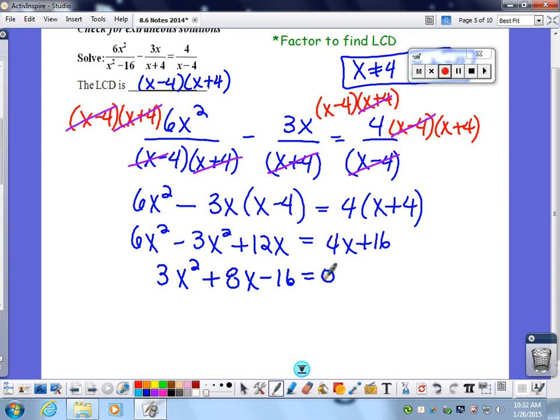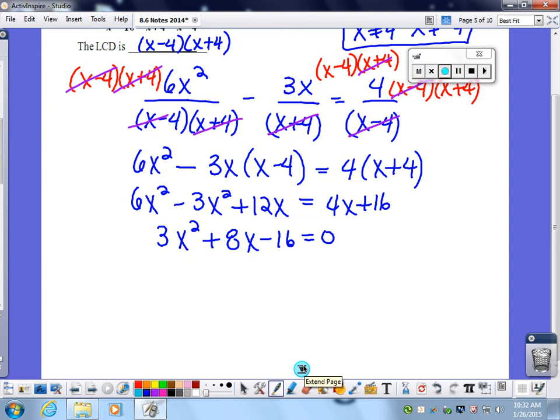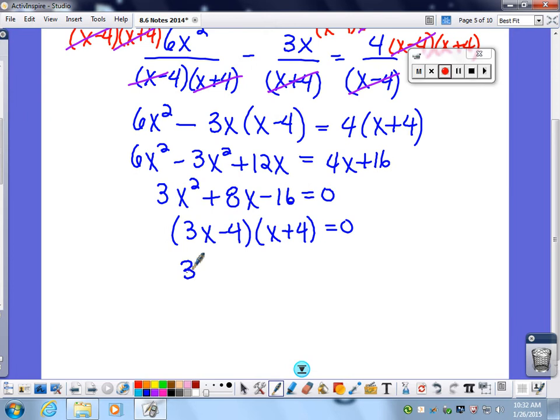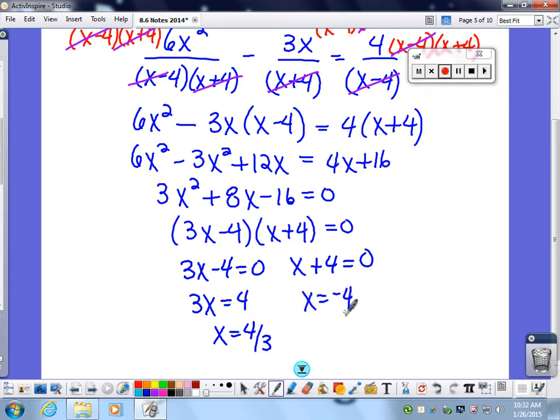If you need a moment, pause the video and factor that expression. When you factor it, you should have gotten 3x minus 4 times x plus 4 equal to 0. Right, zero product property. So set each factor equal to 0. Solve for x. So x is equal to 4/3. x is equal to negative 4.